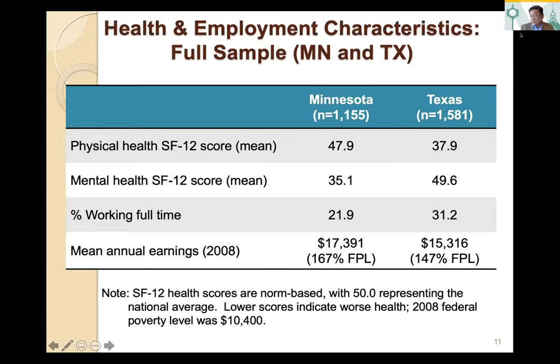For mental health scores, the difference goes in the opposite direction. It's lower in Minnesota at 35.1 compared to Texas, which is at 49.6.